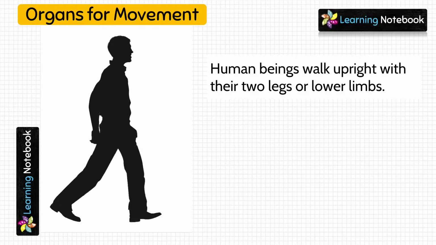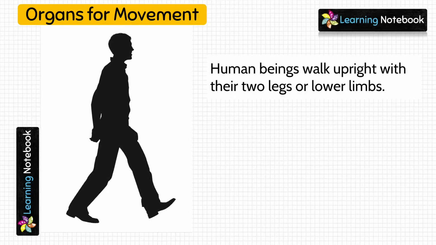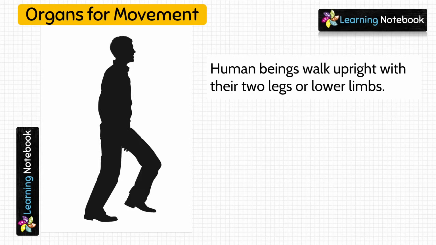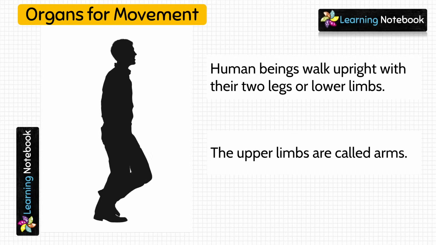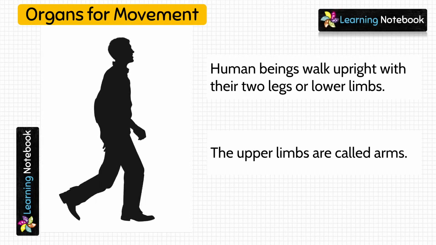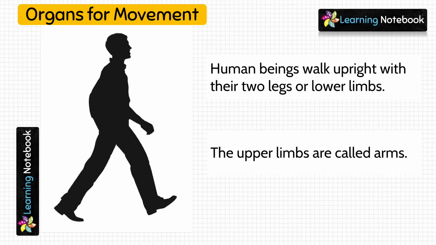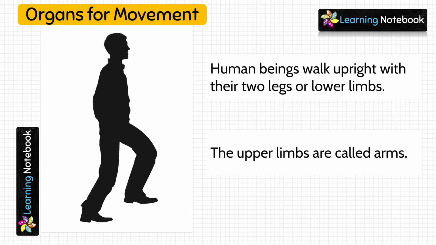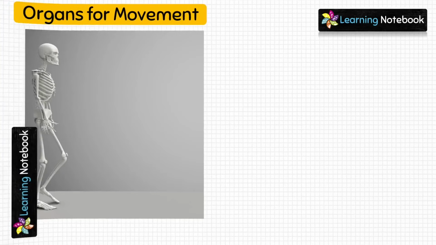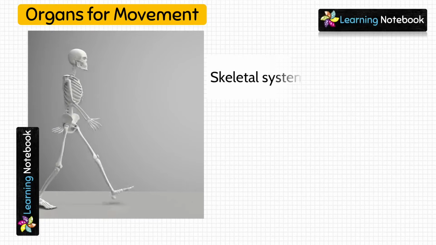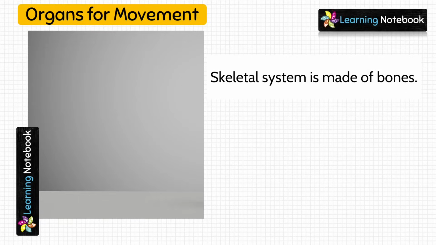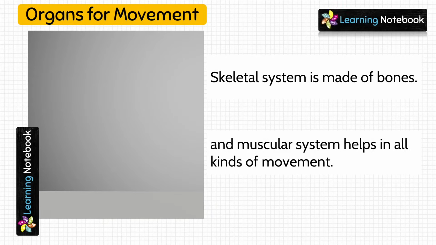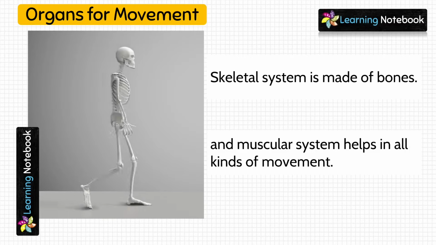Similarly, human beings walk upright with their two legs, which are called lower limbs. And the upper limbs of human beings are called arms. In human beings, the skeletal system is made up of bones. And the muscular system helps in all kinds of movement in human beings.